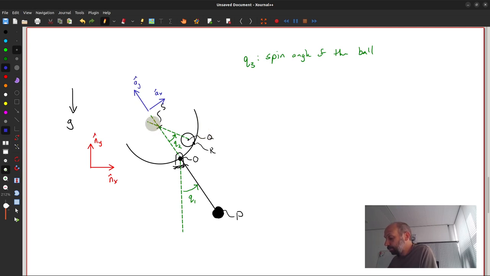Then I'm going to add a B reference frame that's attached to this green line that connects the center of the trough to the center of the ball. Use orange. So this will be BY, and that one will be BX. And then lastly, I'll have a C reference frame that'll be glued to the ball, and that'll track the spin angle of the ball. And I think we can reasonably add that. So if I glue this to the ball, I rotate a bit more.